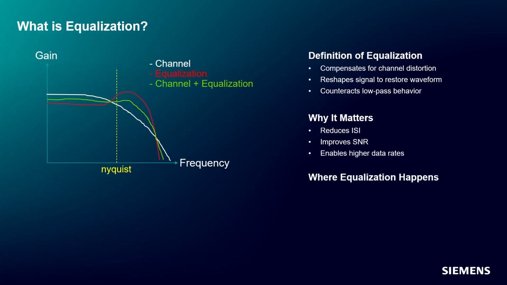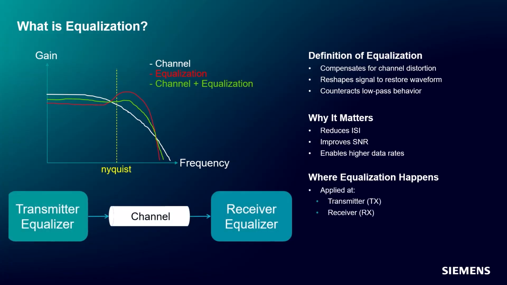Equalization can be applied in multiple locations within a SerDes link: at the transmitter before the signal enters the channel, and at the receiver after the signal has been distorted. Let's start at the transmitter.